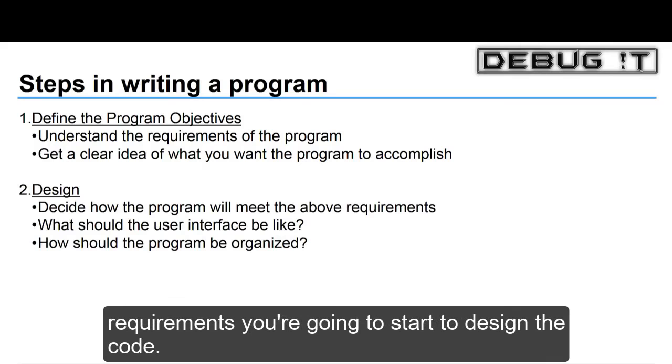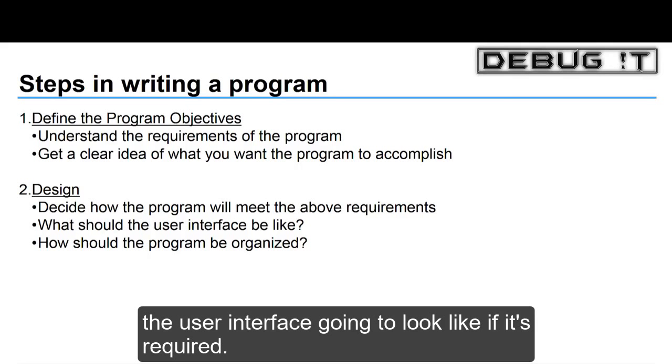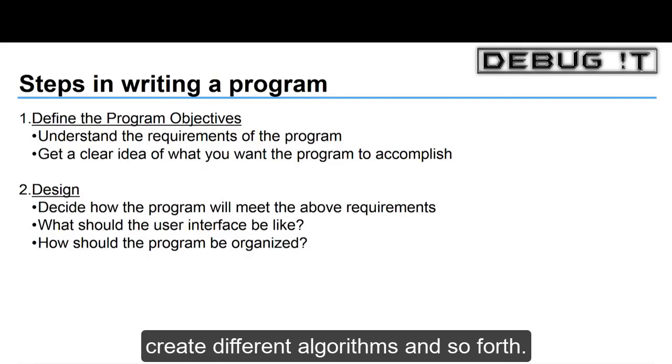After you understand the requirements, you're then going to start to design the code. When you design the code, this is how the code is going to meet the requirements. What's the user interface going to look like if it's required? How are you going to organize your program? Are you going to create different functions and try to create different algorithms and so forth?